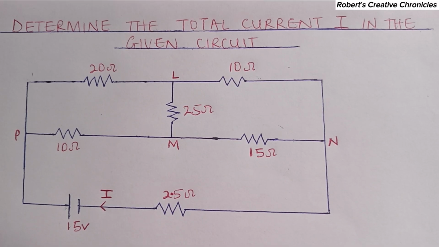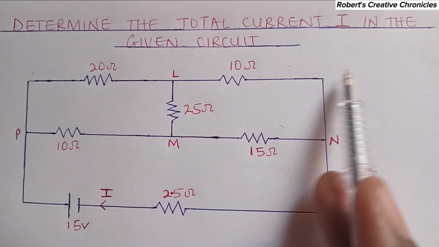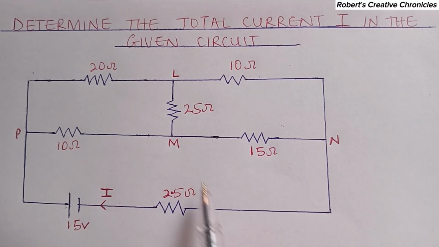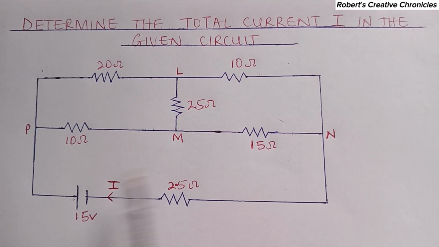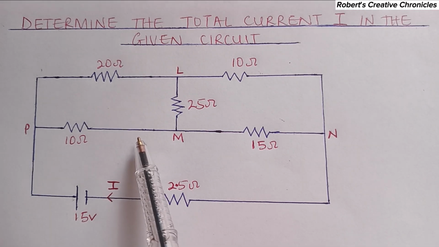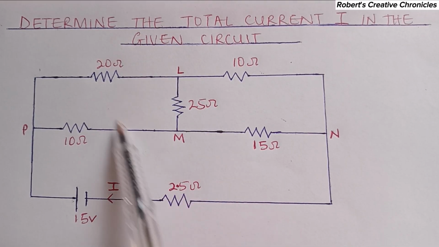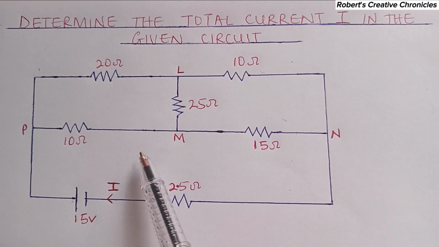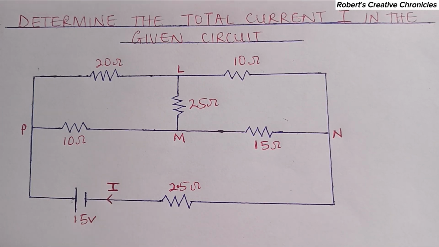So today we'll be solving this question, which states: determine the total current I in the given circuit. When you analyze this circuit, to solve it we have to first find the equivalent resistance. We already have the voltage, we need resistance to find the current.